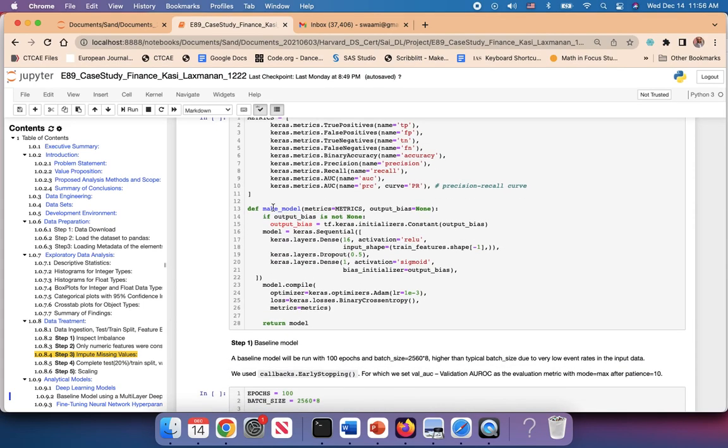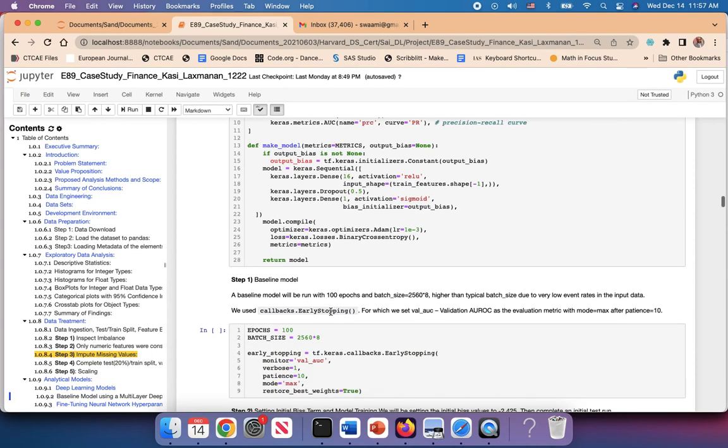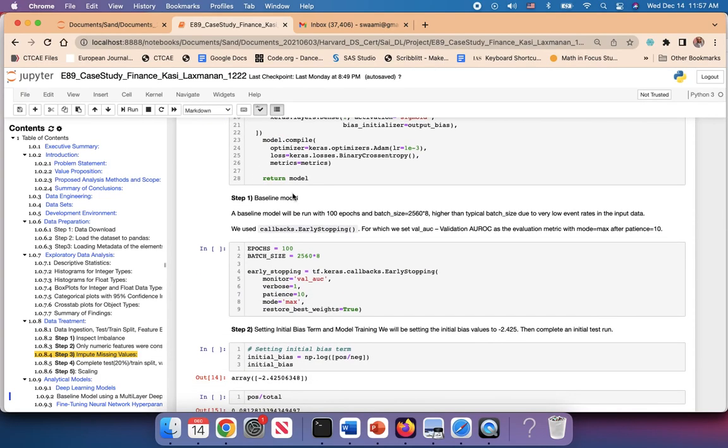We will also define a function that takes those metrics, and then it's a sequential model with one layer of 16 neurons, a dropout layer, 50% dropout, and then we will close with a dense layer that will have a sigmoid activation. In the compilation phase, we will use Adam optimizer. As shown here, we'll start to build a baseline model here.